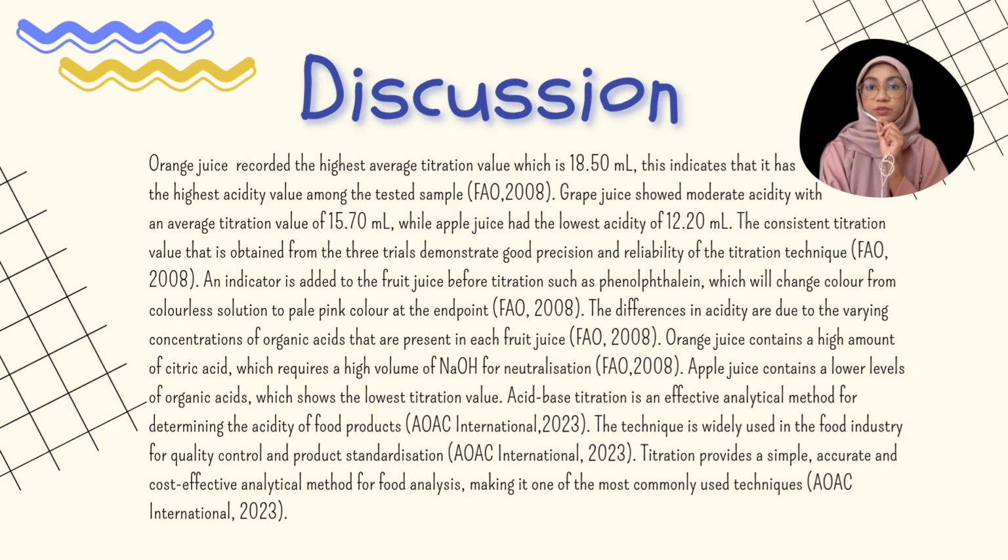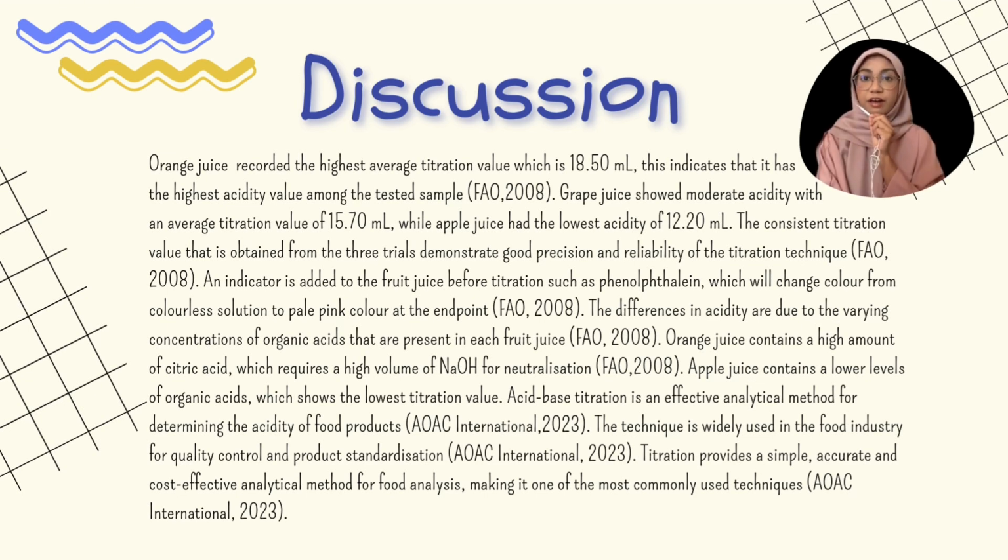From these results, we can conclude that the acidity of fruit juices varies depending on the concentration of organic acid present in each sample. Orange juice showed the highest acidity because it contains a higher concentration of citric acid, which required a larger volume of sodium hydroxide for a complete neutralization. In contrast, apple juice required the least sodium hydroxide, indicating a lower concentration of organic acids, while grape juice showed an intermediate level of acidity.